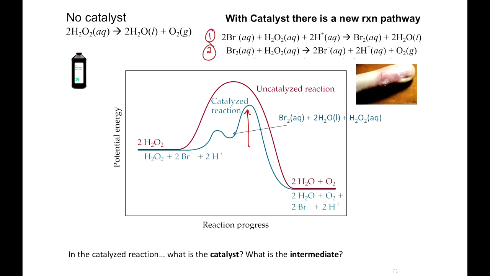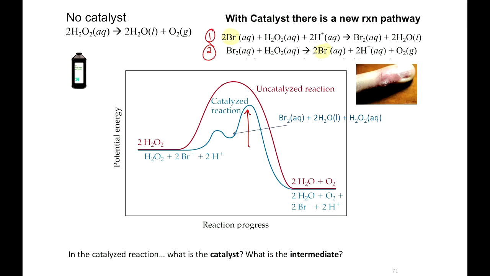So based upon these reactions, these steps, what is our catalyst? It's not blood, but given the proposed mechanism here, what is the catalyst? Br minus, because it is a reactant and it's consumed, and then it's produced at the end. So you see it cancels out when you get the overall reaction.